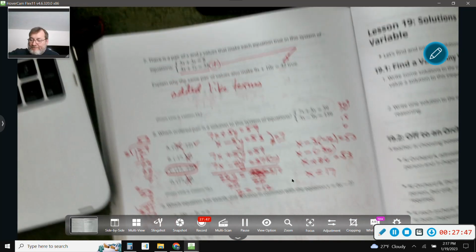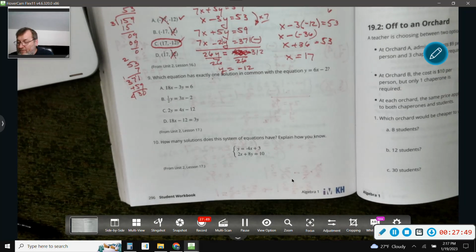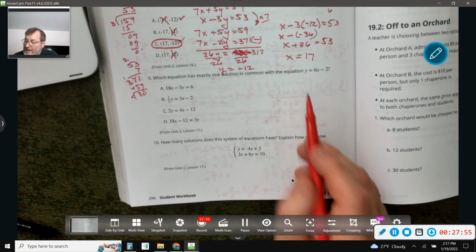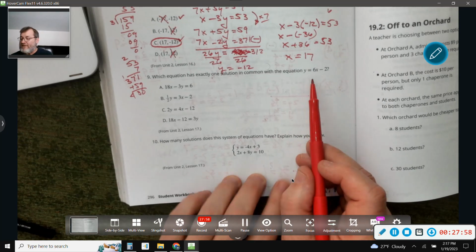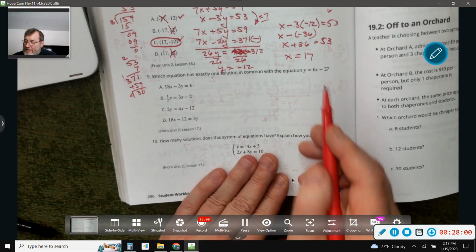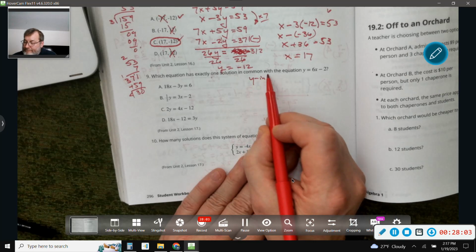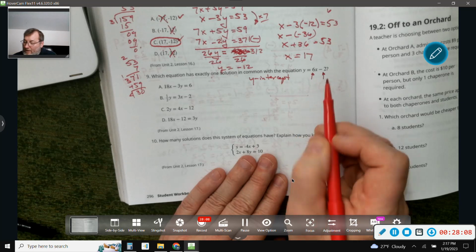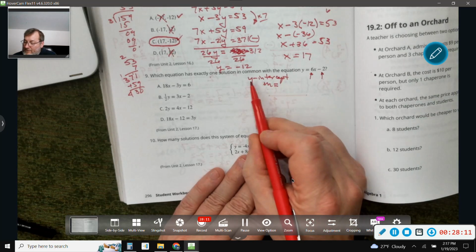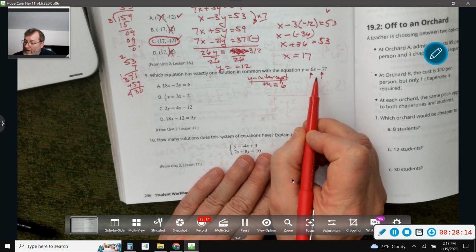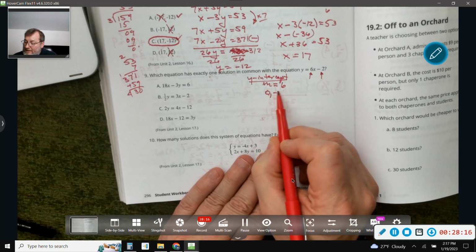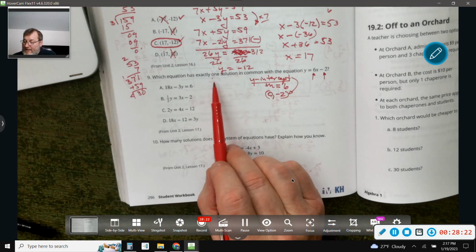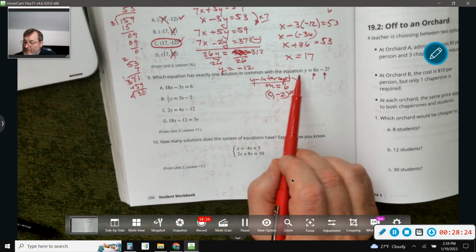Number 9. Which equation has exactly one solution in common with the equation y equals 6x minus 2? All right, so let's look at this. What kind of equation is this? It's slope-intercept form, and the y-intercept form tells you the slope and the y-intercept. So the slope is equal to 6. The y-intercept is at 0, negative 2. That right there. Okay.